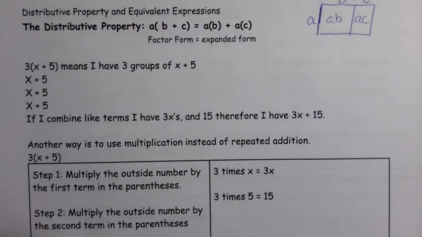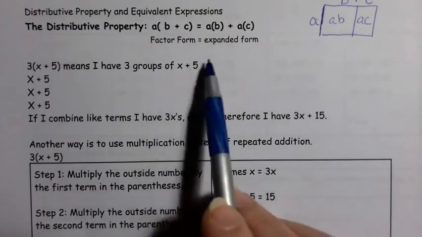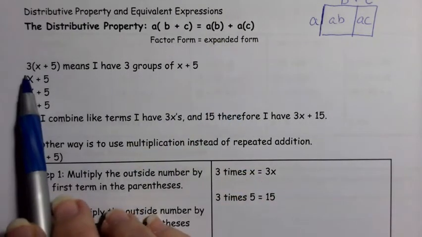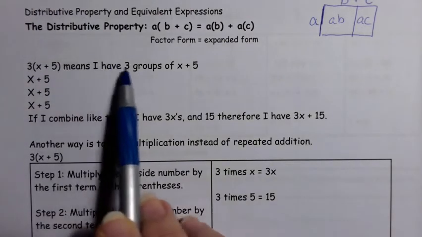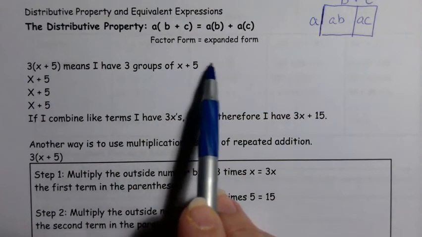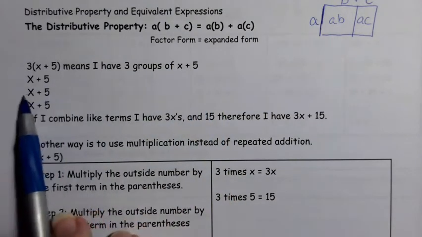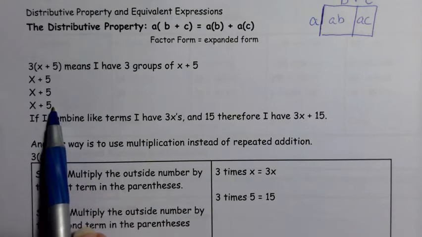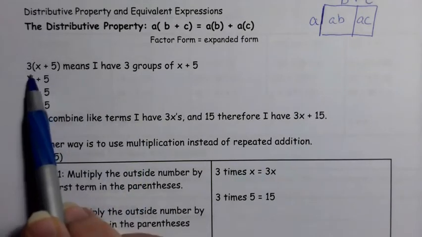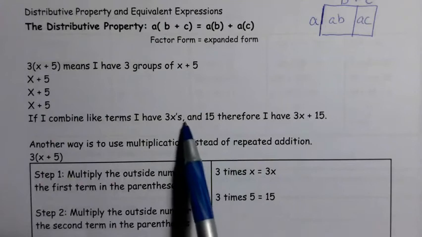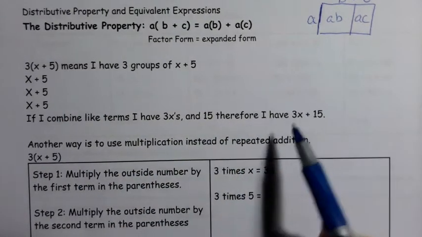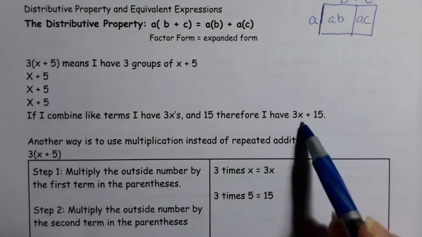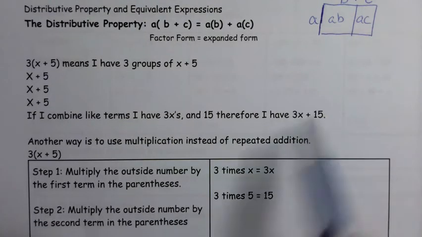Now, another way of thinking about this for some people, because it's a little bit harder, is if I have 3 times x plus 5, which means I have 3 groups of x plus 5. So here I go, x plus 5, x plus 5, x plus 5. Well, if I combine my like terms, x and x and x, I have 3x. If I combine 5, 5, and 5, I have 15. So therefore, I have 3x plus 15. So that's another way of looking at it.